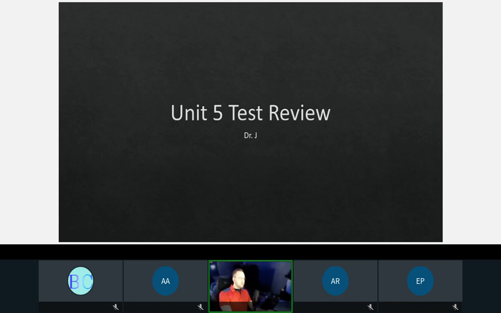Yeah, so if you get exempted from the final, you are more than welcome to still participate in the review session. And even if you want to still take the final just to see if you can do better, you can.